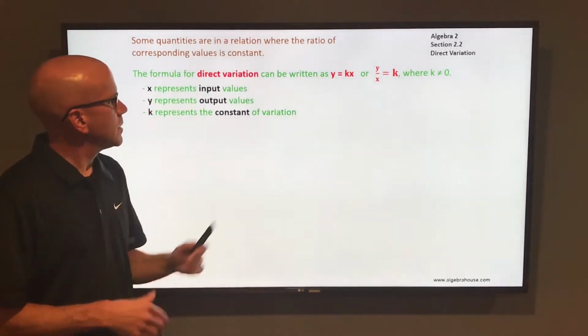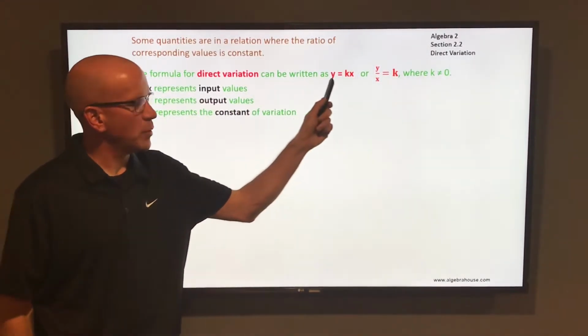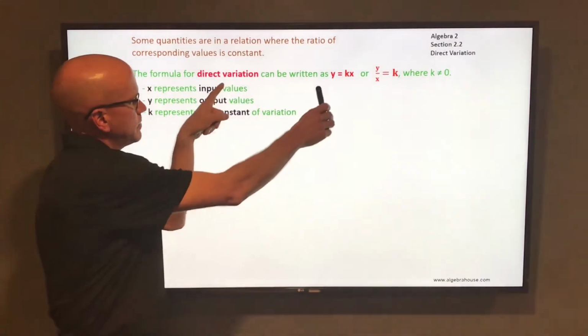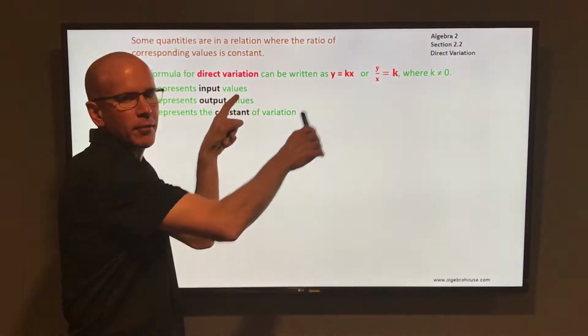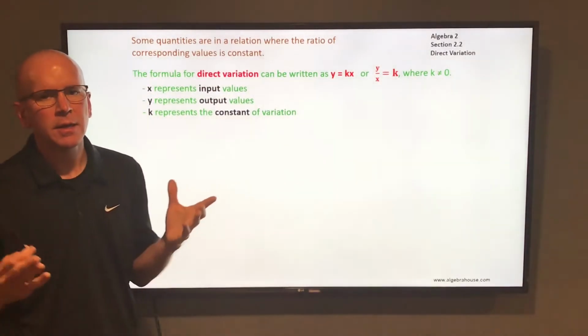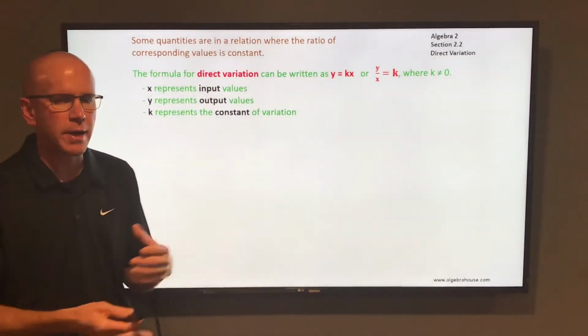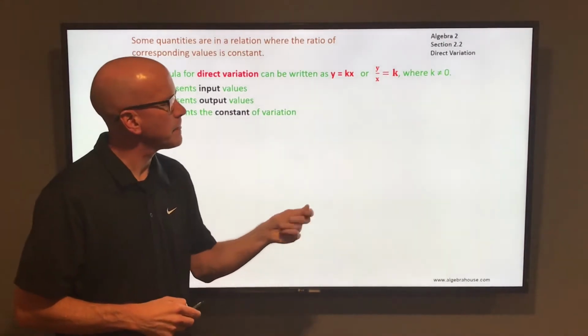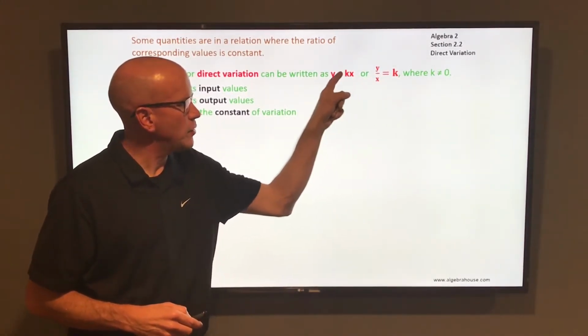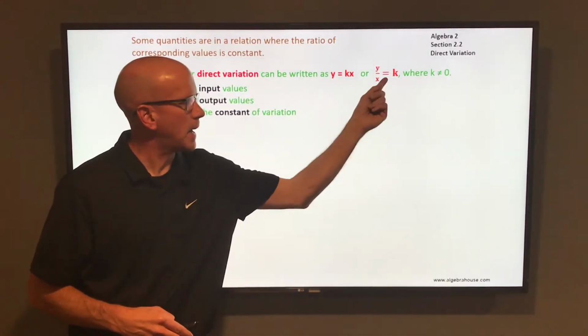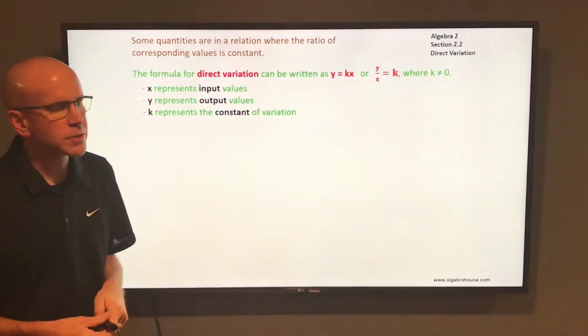So anyway, direct variation is when it can be written in the form y equals kx. That's probably the most important thing right there. Direct variation can be written in the form of y equals k times x. Again, examples: y equals 3x, y equals negative 2x. It could also be written as y over x is equal to k. So if you divide y by x, it's equal to that constant of variation, which is k.